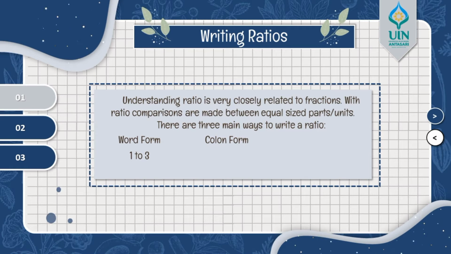The second way we write the ratio is in colon form, where we could write it 1 colon 3, but we will treat that as 1 to 3. And the last way to write the ratio is in fraction form, written as 1 over 3. We would also read this as a ratio of 1 to 3 or a third. The first number, 1, is the numerator, the second number, 3, is the denominator.